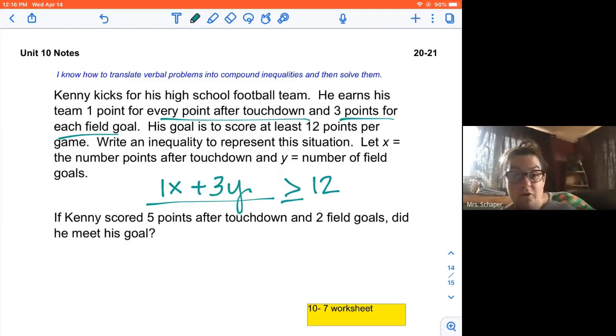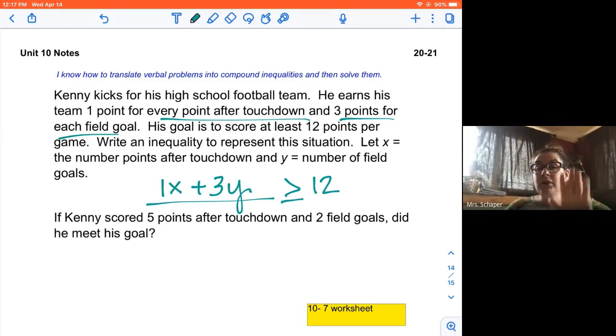So in football, field goals are worth 3 points. And then after a team scores a touchdown, their kicker can go kick for a bonus point, an extra point. So for those of you not familiar with football, that's kind of what we're talking about in terms of the scoring. So the kicker is responsible for kicking those. So the inequality is 1 point times every point after touchdown plus 3 times every field goal. He wants to score at least 12 points.